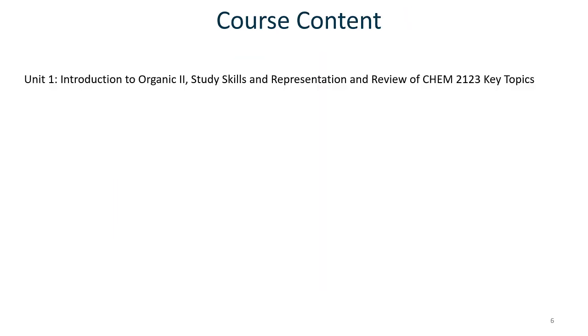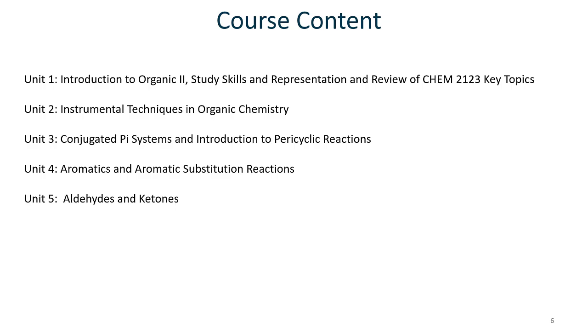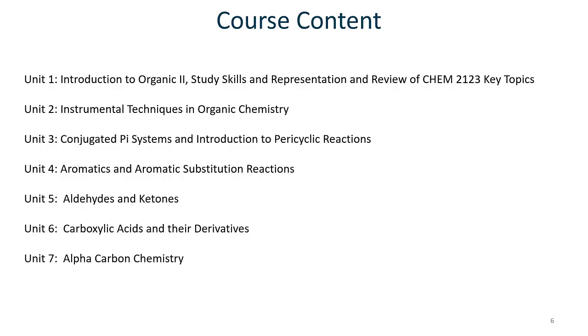Chem 2223 is arranged into 7 units. Unit 1, Introduction to Organic 2, Study Skills and Representation, and Review of Chem 2123 Key Topics. Unit 2, Instrumental Techniques in Organic Chemistry. Unit 3, Conjugated pi systems and introduction to pericyclic reactions. Unit 4, aromatics and aromatic substitution reactions. Unit 5, aldehydes and ketones. Unit 6, carboxylic acids and their derivatives. And Unit 7, alpha carbon chemistry.